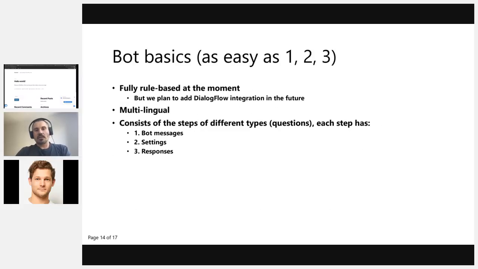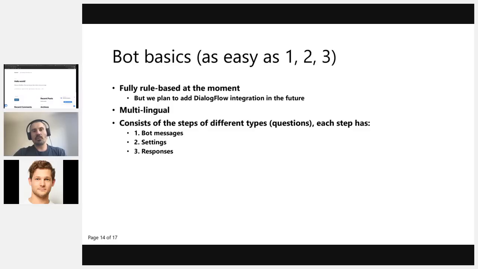The bot basics. So the key term is the step. We work around them. So you can think of the bot step as a form field. That's how it started, at least. And you can have as many steps as you need in your bot, and the conversation goes from one step to another using the rules you set. That's the core of the conversation.